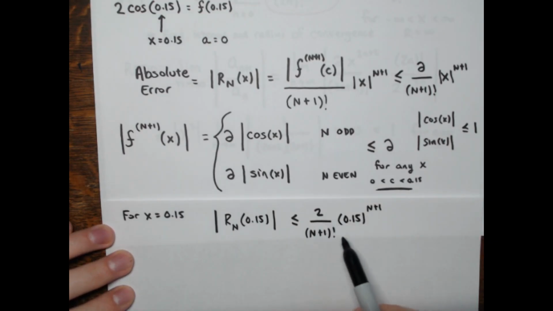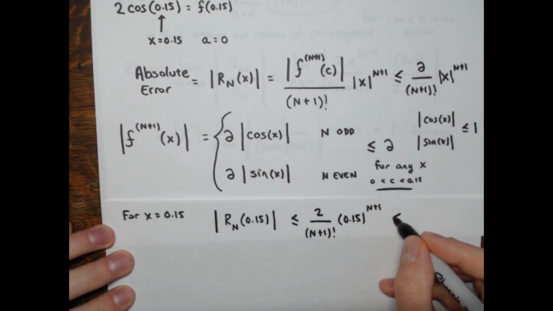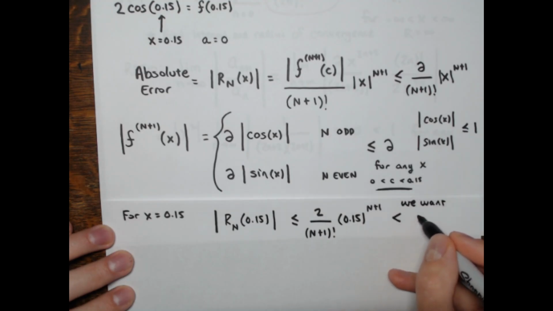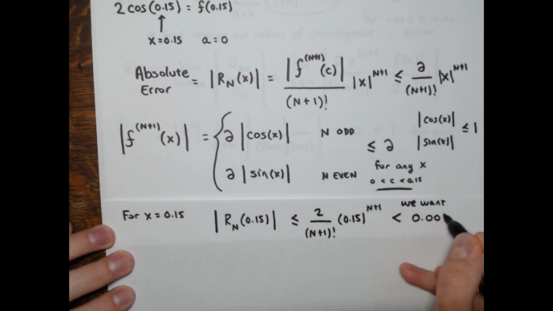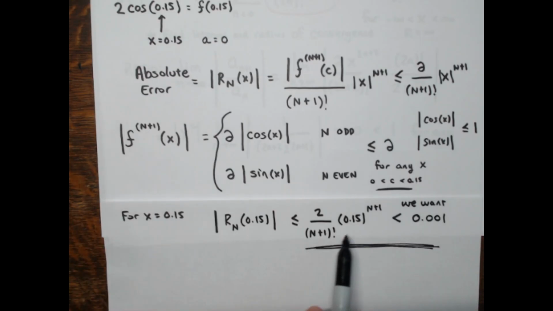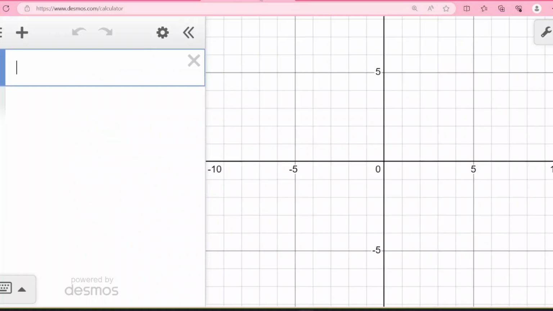And so our error is always going to be less than whatever this value is when we go out to the nth polynomial, the nth polynomial estimate for the function value. And they said we want this to be less than 0.001. So I'm going to go to a calculator and see when this is happening. For what values of capital N is this happening? That'll tell me how far I need to go to make the estimate with that level of accuracy. All right, so I'm going to go to Desmos.